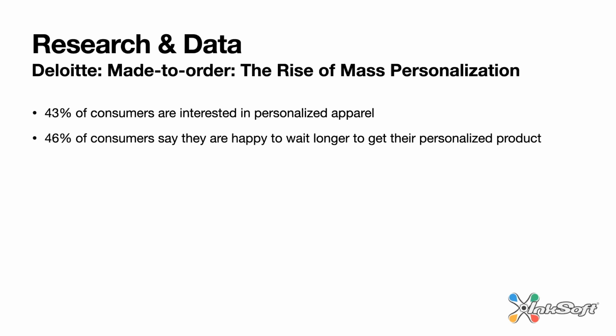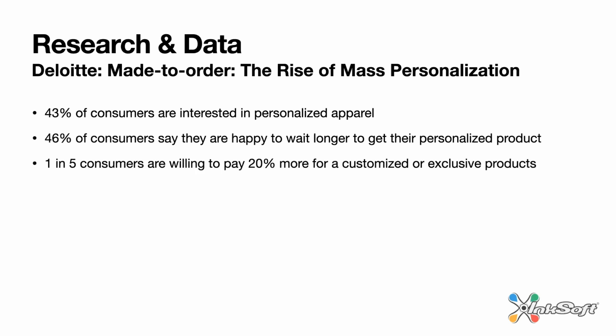Now, 46% of consumers say they are happy to wait longer to get personalized products. A great case study here is Etsy, a marketplace for vintage or handcrafted items. Consumers know that when something's truly unique and custom, there's a longer period to receive those products because of its unique nature. So the reality is consumers have a willingness to wait longer to get those personalized items. One in five consumers are willing to pay 20% more for a customized or an exclusive product. So think about that impact on your profitability and on your price strategy.